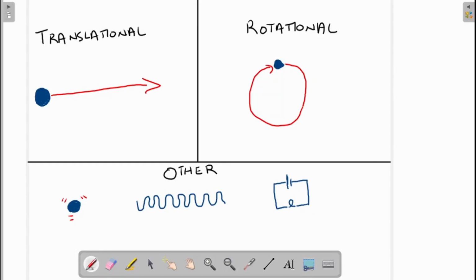Hello and welcome to this video on rotational motion. Specifically, today we're going to talk about the two types of kinetic energy that we typically see in an AP level course and how they are related.